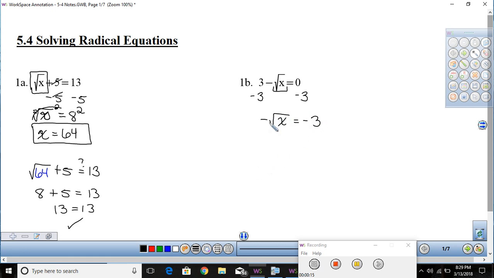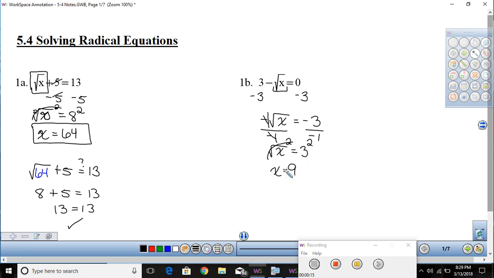Before I can actually square to get rid of this square root, I notice that I have a negative out front that I have to take care of. And remember, this is the same thing as saying negative 1 times the square root of x. So I'm going to divide by the negative 1. Over here that will cancel. So I have the square root of x is equal to negative 3 divided by negative 1, which is positive 3. Then to get rid of the square root, we will square it, and we have to square the other side too. So square and square root cancel, and I have x is equal to 3 squared, which is 9.